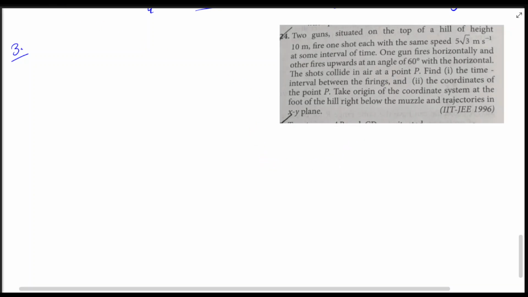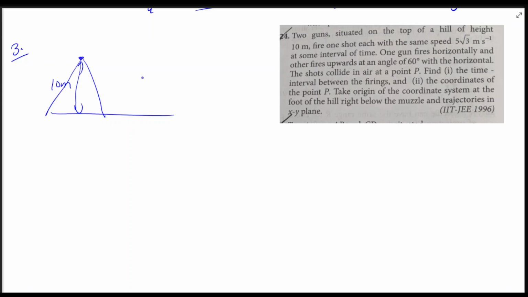Right. So there are two guns situated at the top of a hill. So let me make a hill like this. Right. So we have a gun at a height of 10 meters. So this is 10 meters. They fire one shot each with the same speed, both guns at some interval. Okay. So one at t equal to 0, another shot at t naught.